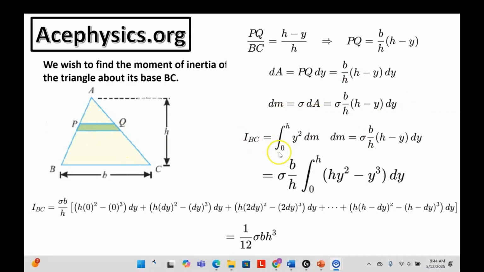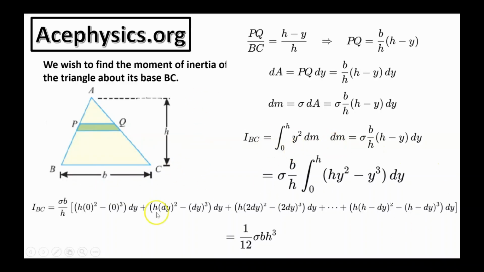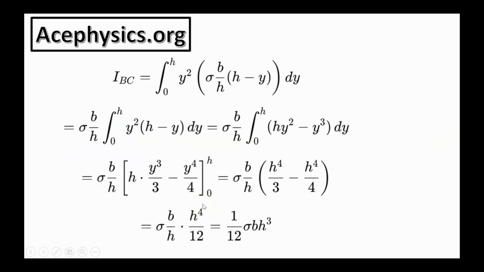And so the moment of inertia is equal to the integral from 0 to h of y squared dm. This integral represents this infinite sum, and it's easy to show that the answer is 1/12 sigma b h cubed. Here's the actual work for the integral. It's a very straightforward integral.